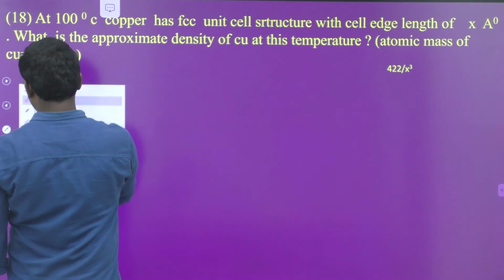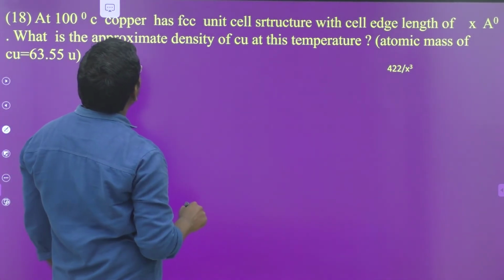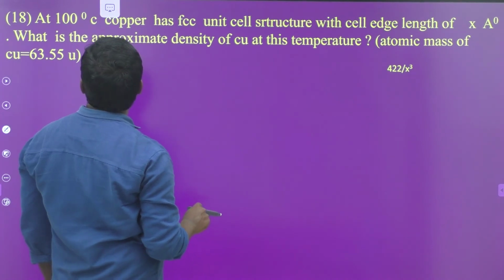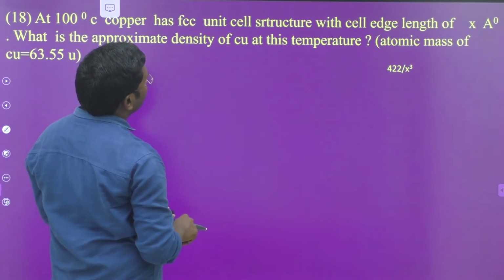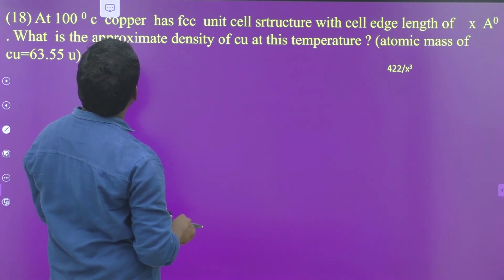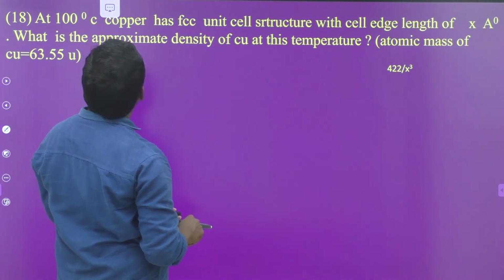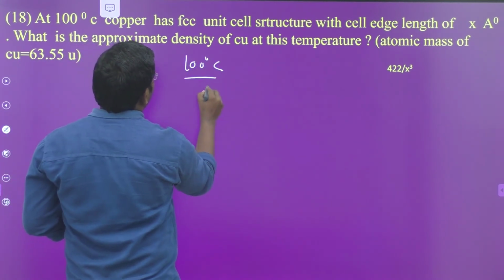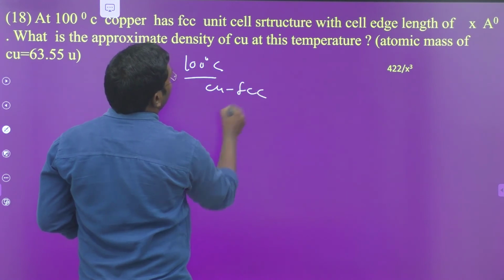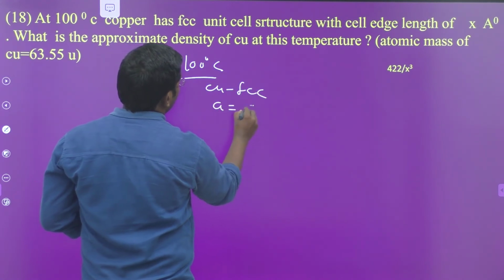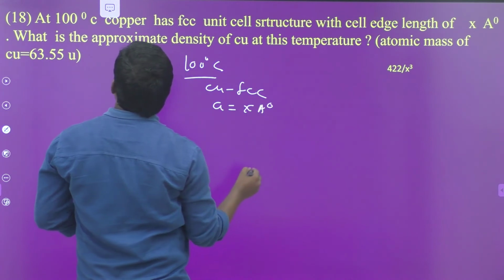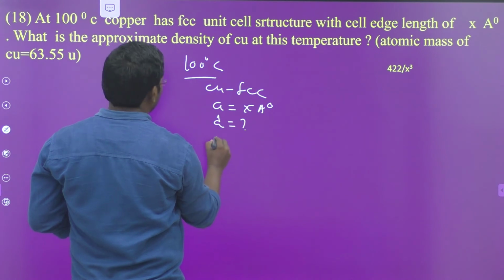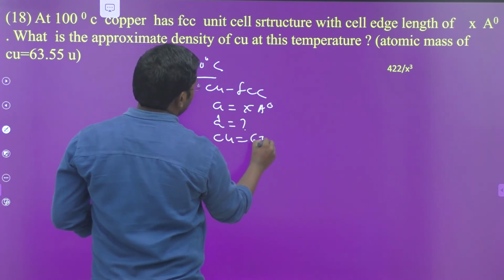Among these four, only cesium chloride has a different structure compared with the remaining three. And next question is, at 100 degrees centigrade, copper has a unit cell with edge length of x angstroms. So what is the approximate density of copper at this temperature? Atomic mass of copper is given. Okay, so at 100 degrees centigrade, copper has FCC structure with edge length A equal to x angstroms. What is the approximate density D? And copper's molar mass is 63.55.